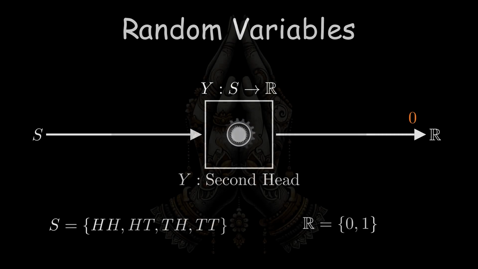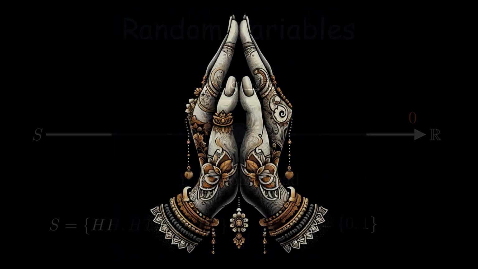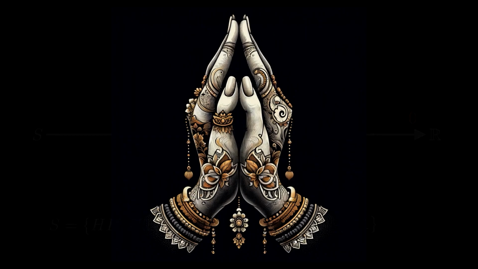In the next video, we will begin our discussion on the first type of random variables, called discrete random variables, and we'll also take a look at the probability mass function.